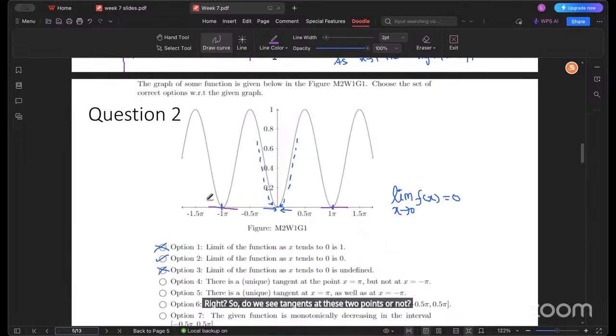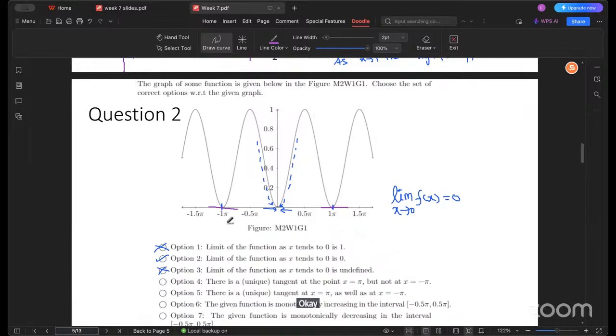If we consider the x-axis, yes, then we have the tangent. Yeah, we have tangents. So in that case, look at option 4 and 5, think and then answer. Which one is correct? Option 5. Option 4, ma'am. There is a unique tangent at the point x is equal to pi, but not at x is equal to minus pi.